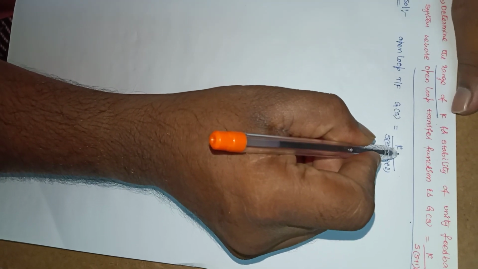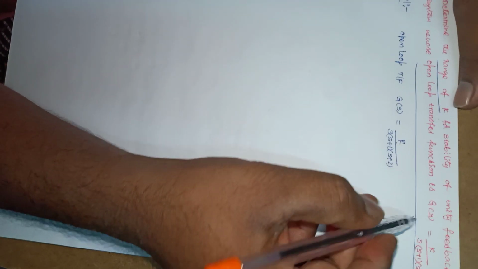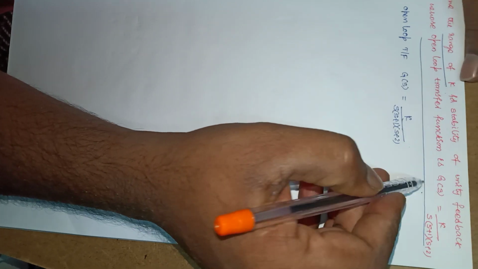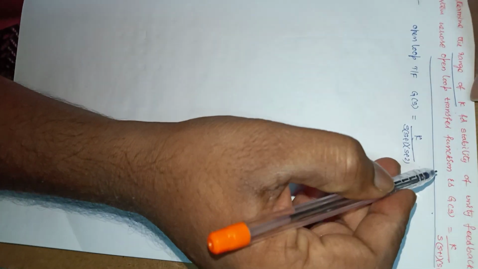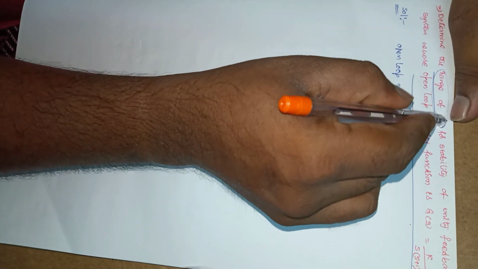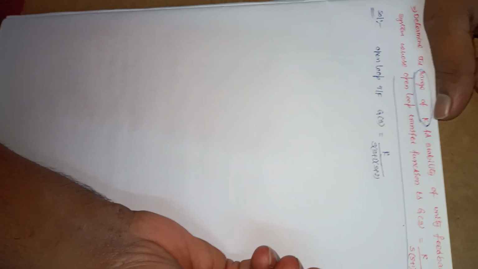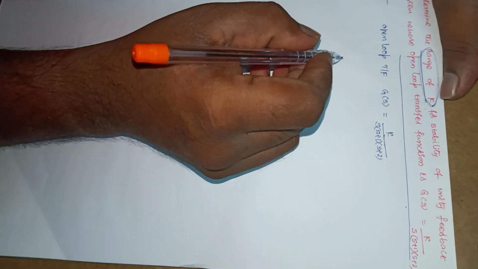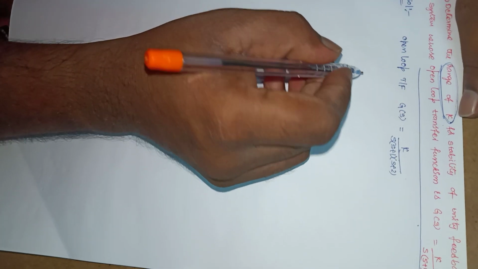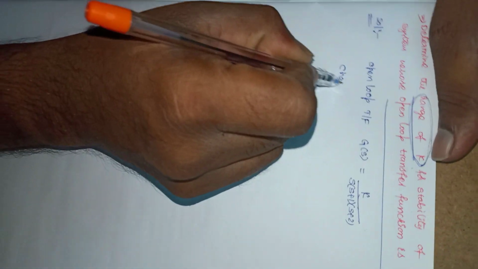The range of K for a closed loop system. I need to find the stability of a unity feedback system, up to which it is stable. That means the range of K we need to find such that the system will become stable. Here, to find the stability, we need to form the characteristic equation.